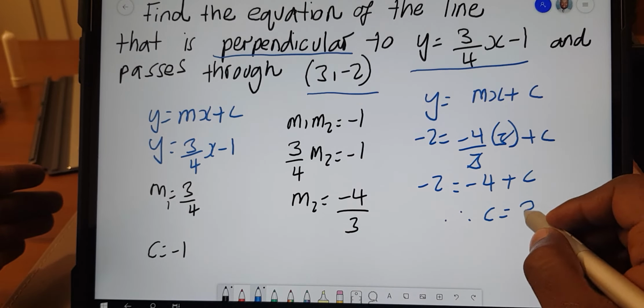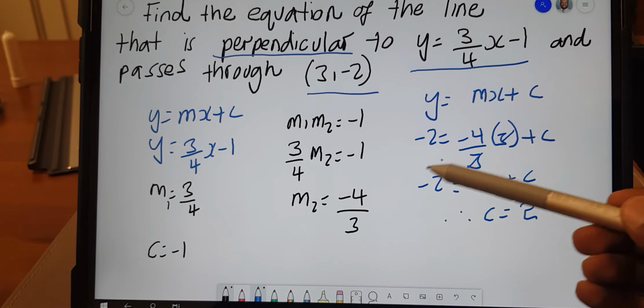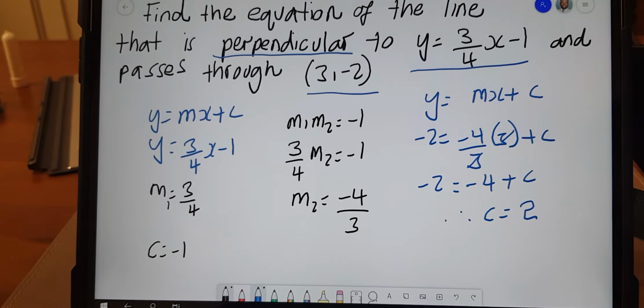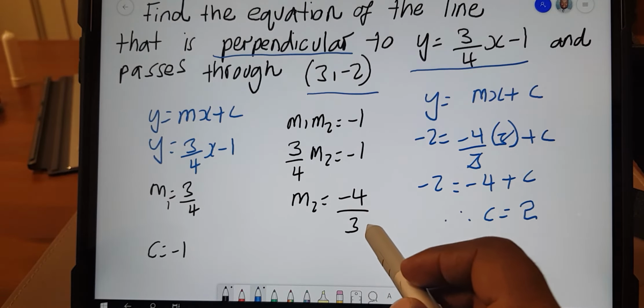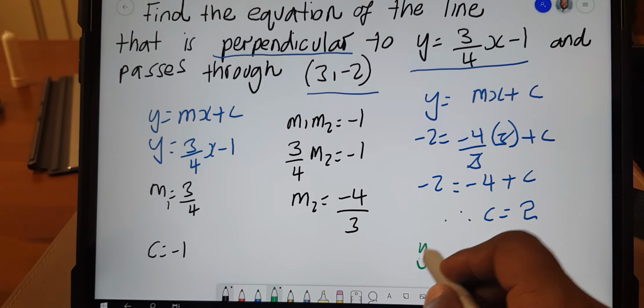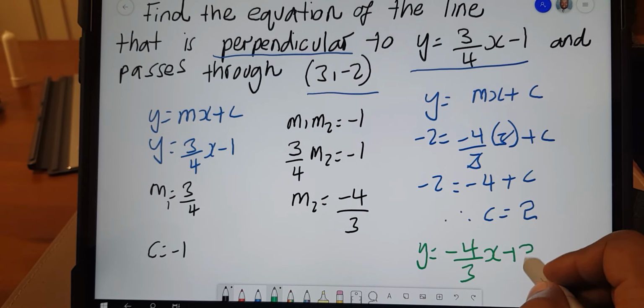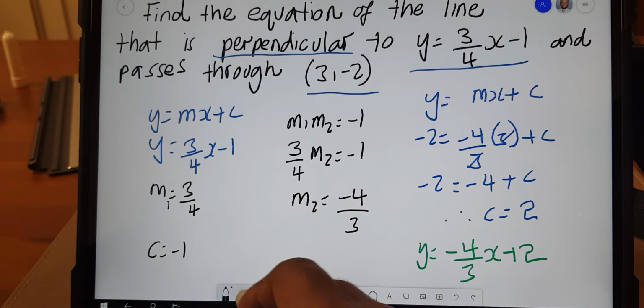If you remember your basic understanding of linear equations, which I put up in the previous posts on Shri series, we move this to the other side and therefore c is equal to 2. Now, are we done? We're not yet done. We need to do one final process, which is to write the final equation, y is equal to mx plus c. We put m as negative 4 over 3, and c as 2. So my equation is y is equal to negative 4 over 3x plus 2. That's how you write down your answer.